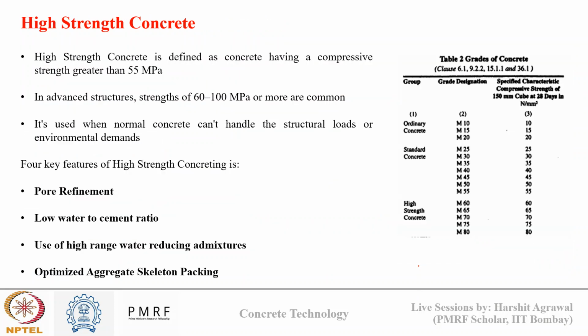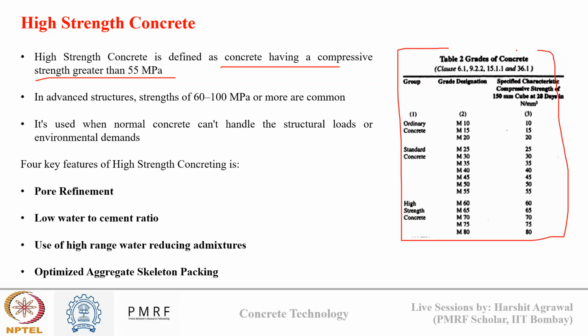So now, just to have a quick overview on some of these special purpose concrete, we'll first start with the high strength concrete. High strength concrete is defined as a concrete having compressive strength more than M55 grade. If you can see this table, which is present in IS 456, Table 2 of IS 456 describes high strength concrete as a concrete which is graded as more than M55 grade. So from M60 grade, high strength concrete starts.